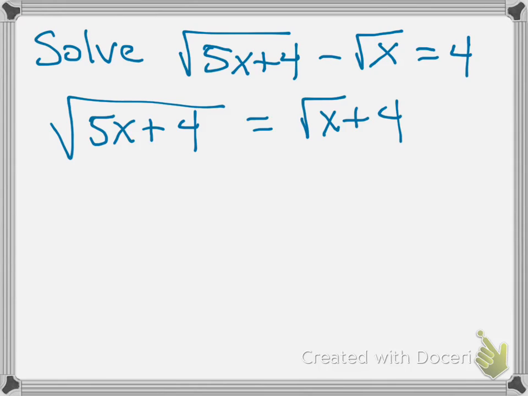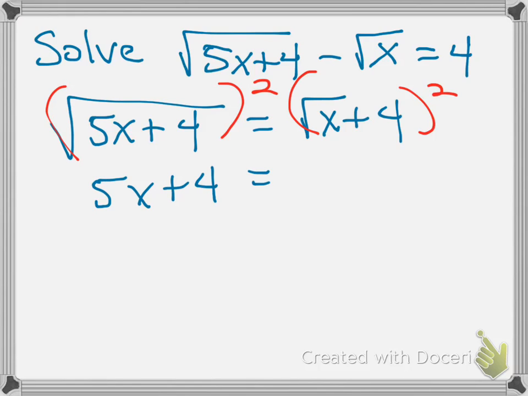Now, the next step is going to be similar to what we've already done. I'm going to square both sides of the equation. And when we do that, of course, on the left side, we just get 5x plus 4. On the right side of the equation, we're going to have to FOIL that binomial.